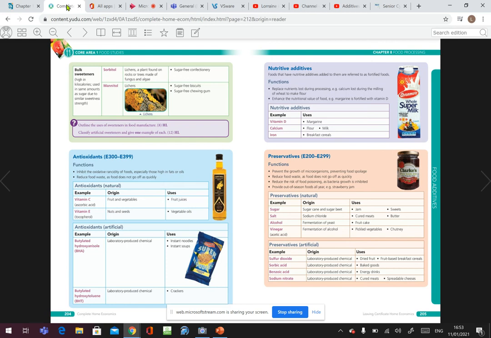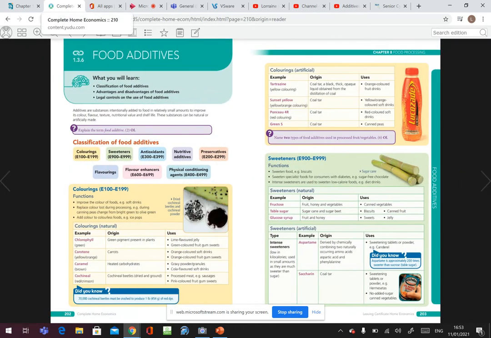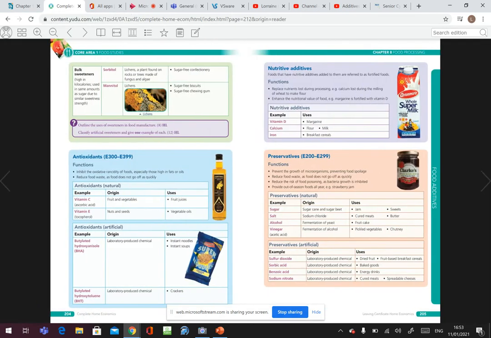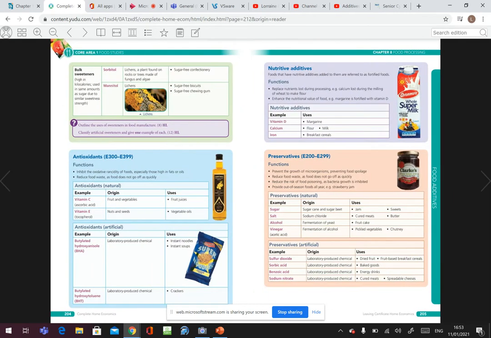So we're continuing on. The next additive that we're looking at is antioxidants. Just to go back over an additive: these are substances intentionally added. They are added on purpose to improve its color, flavor, texture, whatever it has to do. We looked at colorings and sweeteners last week, and today we're looking at antioxidants.